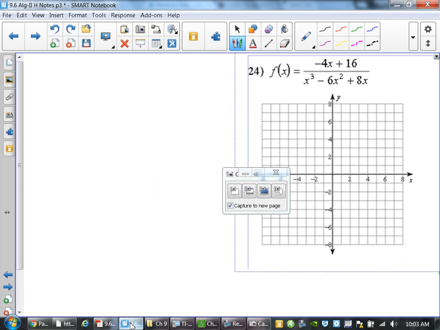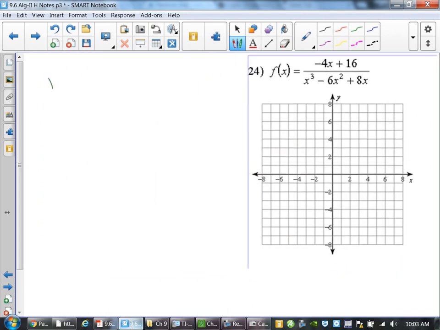All right. So your x-intercepts are the zeros of the numerator. So I set the numerator equal to 0. And my x-intercept would be at 4. My vertical asymptotes are at the zeros of the denominator, so I set my denominator equal to 0.